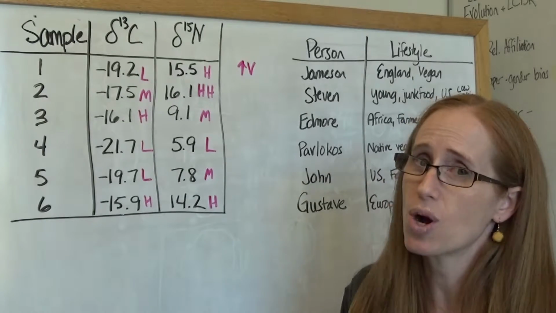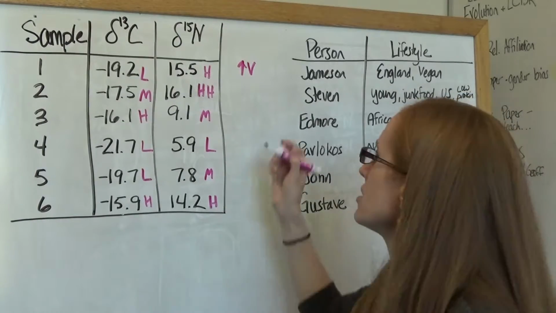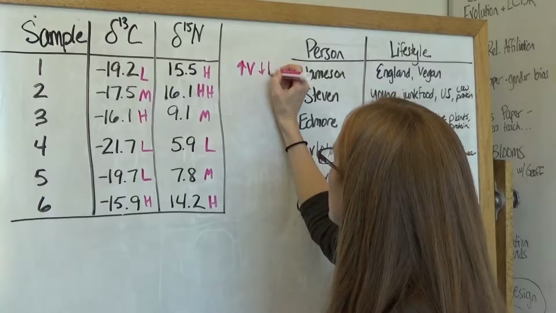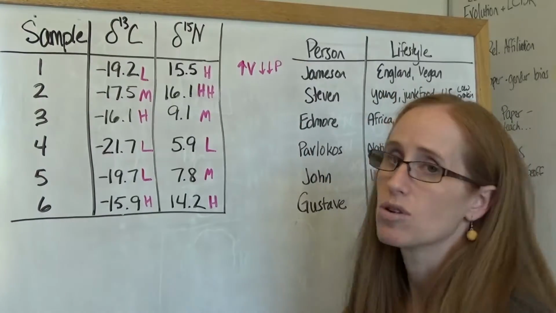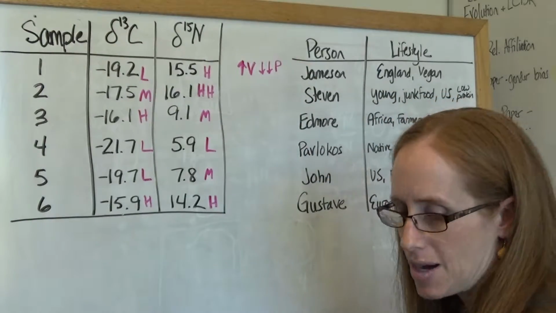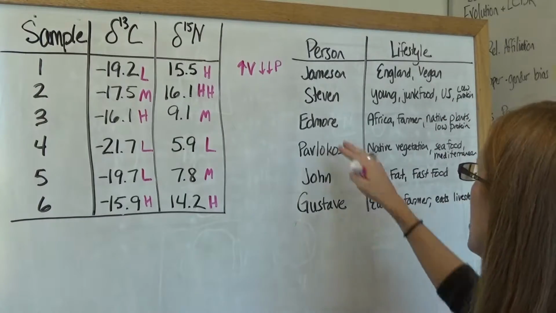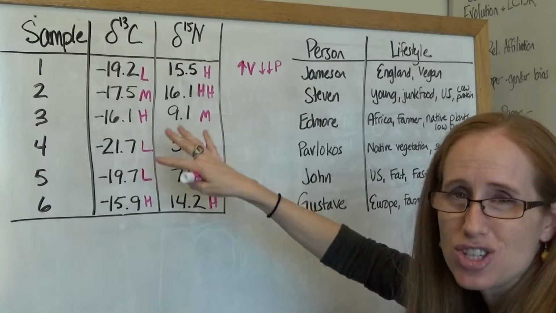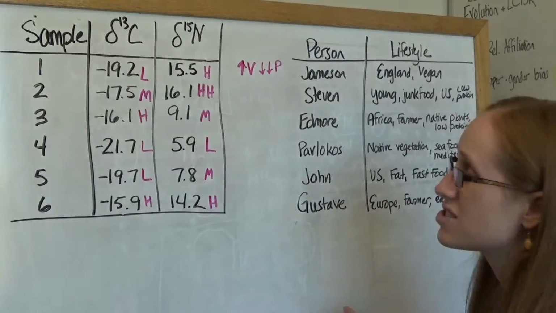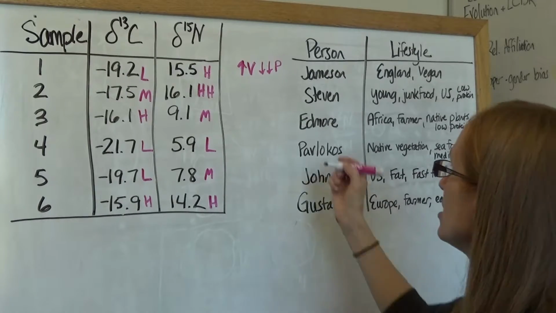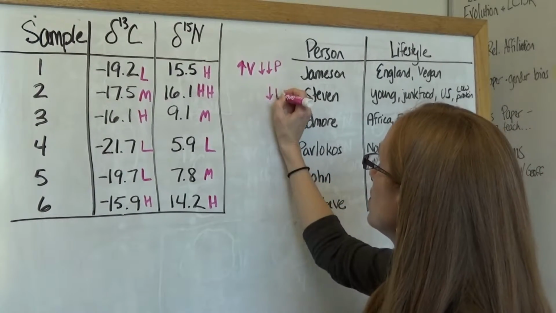Now he's getting protein, but maybe animal has something to do with it. So he's got really low protein, so P. So, you know, because he's a vegan. Now we got Steven, who's young, he's a college student, he's eating a ton of junk food, he lives in the US, he's not getting very much protein. So he's got fairly low protein.